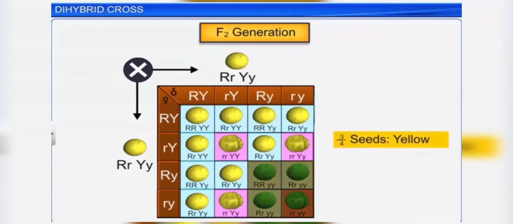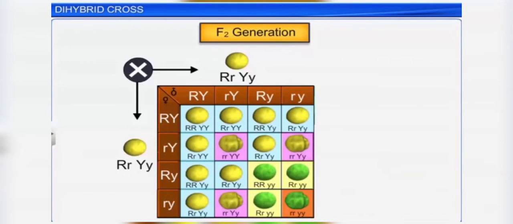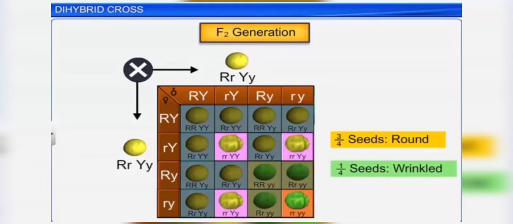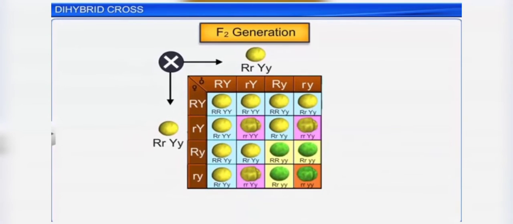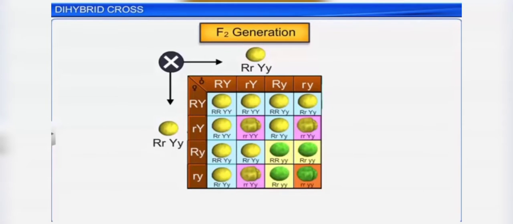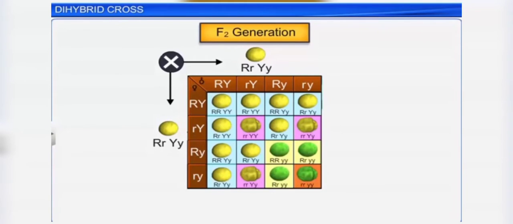In this, 3/4 of the seeds were yellow while 1/4 were green. Similarly, he noticed that 3/4 of the seeds were round while 1/4 were wrinkled. Therefore, the yellow and green colors segregated in the ratio 3:1, similar to the result obtained in the monohybrid cross. And the round and wrinkled shapes also segregated in the ratio 3:1.